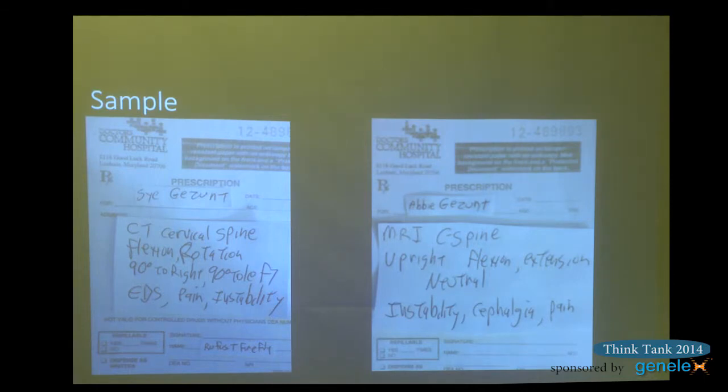someone suggested I put in a sample prescription, so my son helped me with this one. CT of cervical spine with flexion, rotation 90 degrees to right, 90 degrees to left. The indication is Ehlers-Danlos syndrome, pain and instability. And for the cervical spine MRI, upright with flexion, extension, and neutral, and evaluation for instability, head pain.